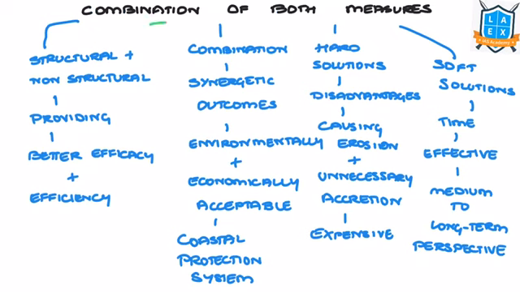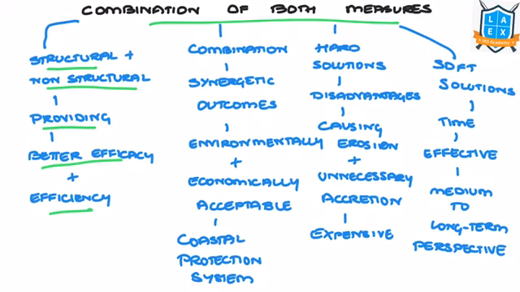The combination of both measures. Using a combination of structural and non-structural measures helps in providing better efficacy and efficiency. The combination gives synergetic outcomes and provides an environmentally and economically acceptable coastal protection system.